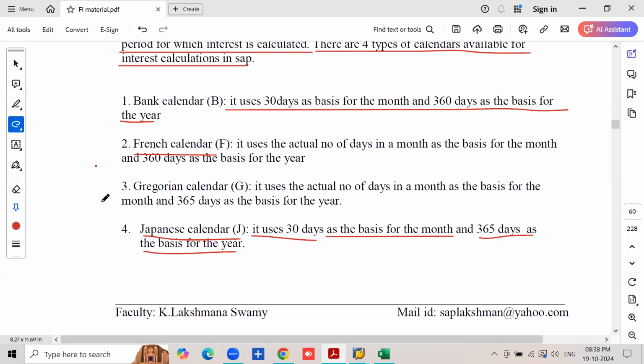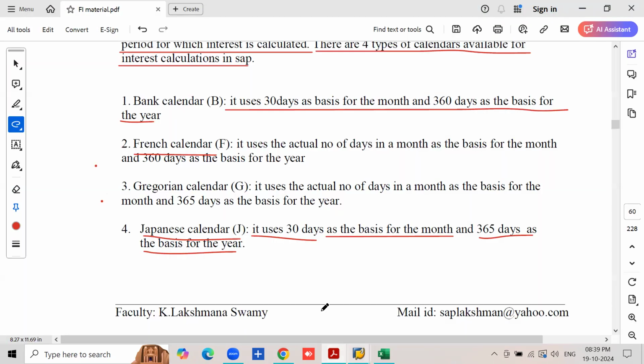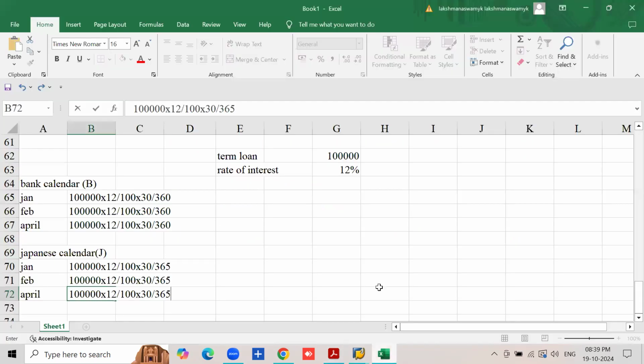Yes, Raghunandan, the system takes 28 days or 29 days based on the year, which is already defined in the system. Okay, sir. But in the case of the bank calendar and Japanese calendar, whether there are 28 or 29 days, it takes 30 days only. Then the Japanese calendar uses 30 days as the basis for the month and 365 days as the basis for the year.